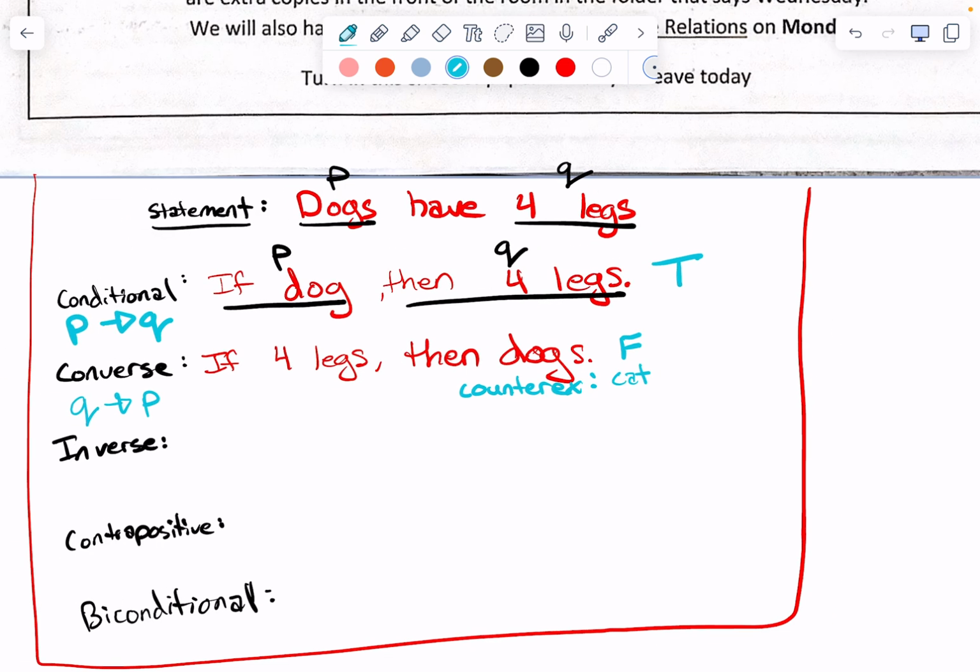Counter example. Cat. Because dogs don't have 4 legs, but we're saying if it has 4 legs, then it has to be a dog. That's what that statement is saying. Right. If it has 4 legs, then it must be a dog. That's not true. Okay?